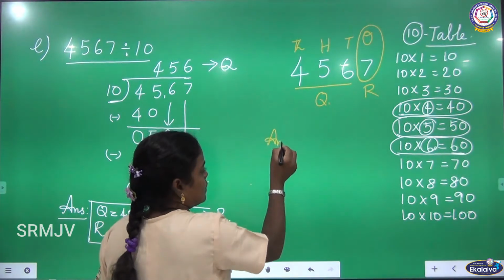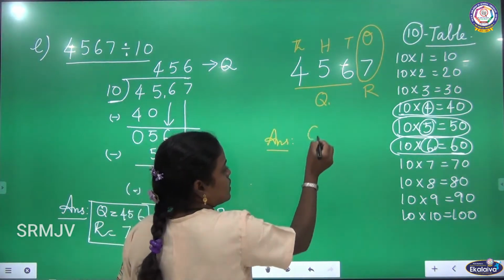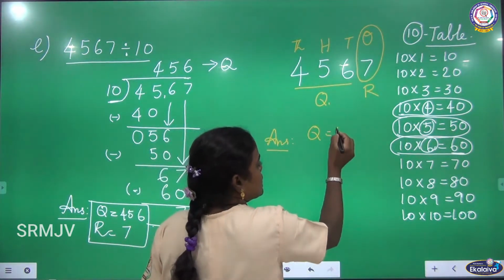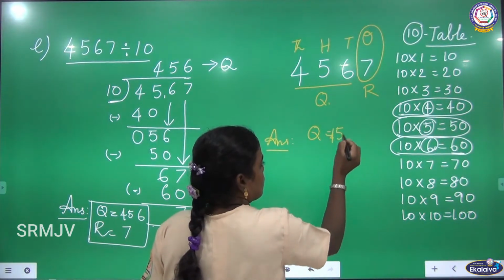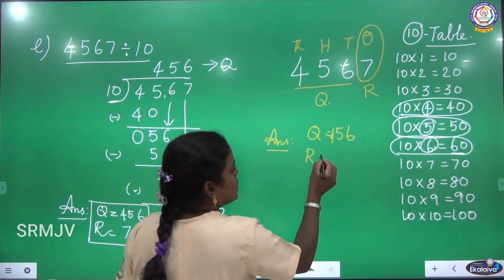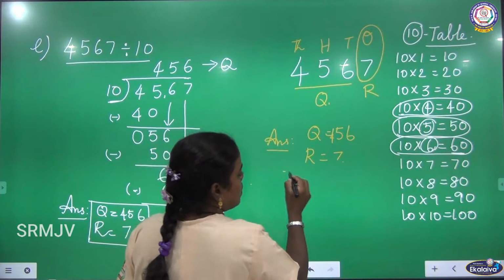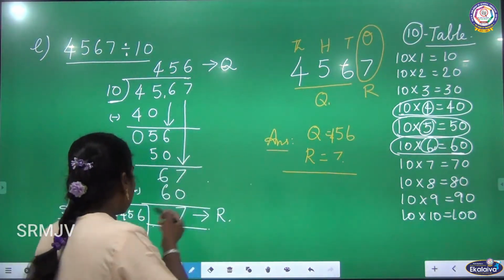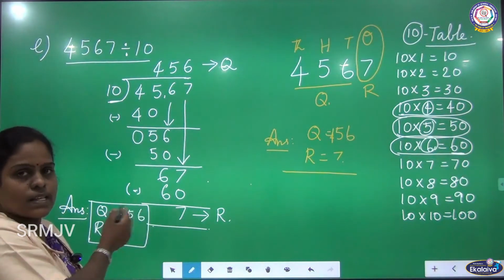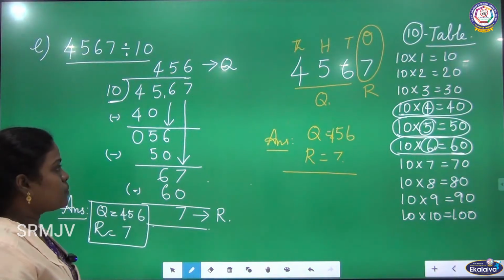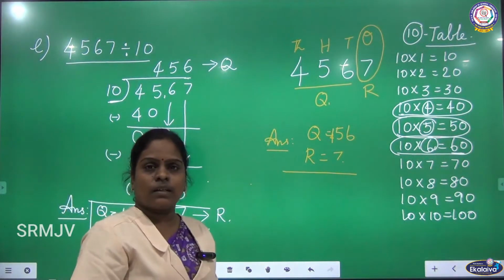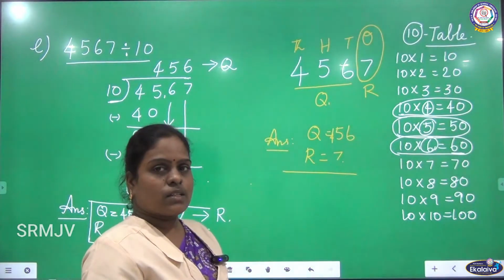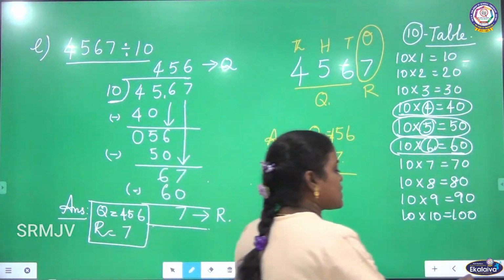So the answer: quotient is 456 and the remainder is 7. Now compare the answers. In both the methods we are getting the same answer. Is this clear, children? Yes. Now we will move to the next exercise.